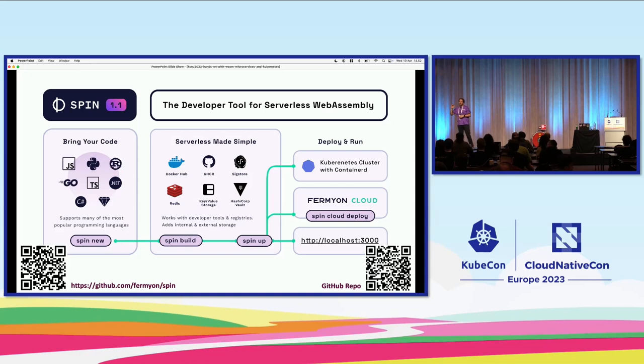And the idea is that the code that you write inside of Spin is basically just the code that is needed to handle the information that comes in with the trigger. So in the case of an HTTP request, Spin hands over an HTTP request to your code and expects you to return a response. So the only thing that you have to write in terms of code is what's actually handling that HTTP request. Everything else is taken care of in Spin.